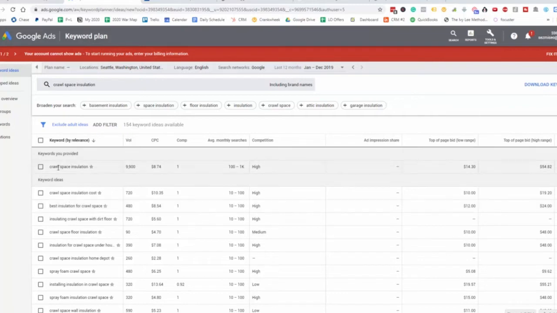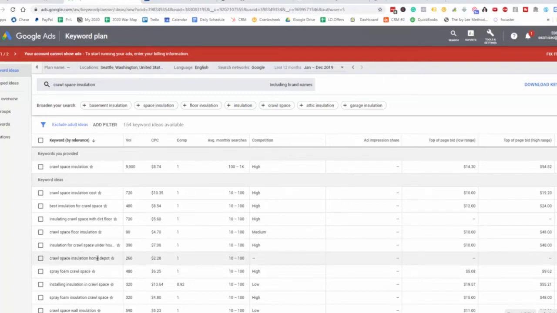Now, people that are looking for crawl space insulation services are already in the buying stage of the buyer's journey, right? They've most likely done their research and now they're looking for a service provider. So then down here, crawl space floor insulation, insulation for crawl space under house.